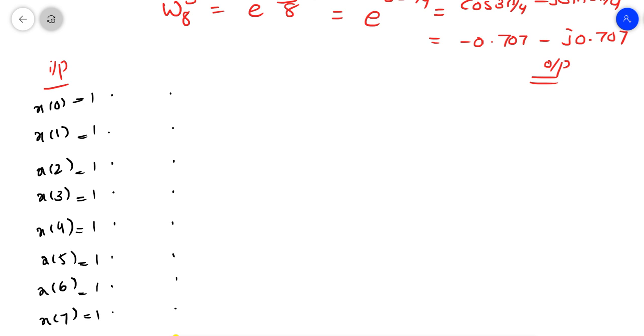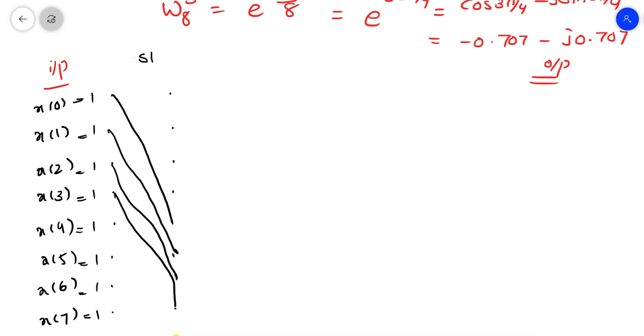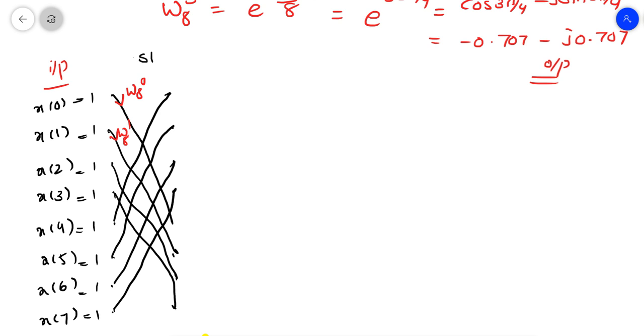Now see here. According to step 5, in stage 1, input and output samples are separated by 4 samples only. 1, 2, 3, 4, and it is separated by 4 samples, and likewise for the others. So my twiddle factors in stage 1 are W8 to the power of 0, W8 to the power of 1, W8 to the power of 2, and W8 to the power of 3.